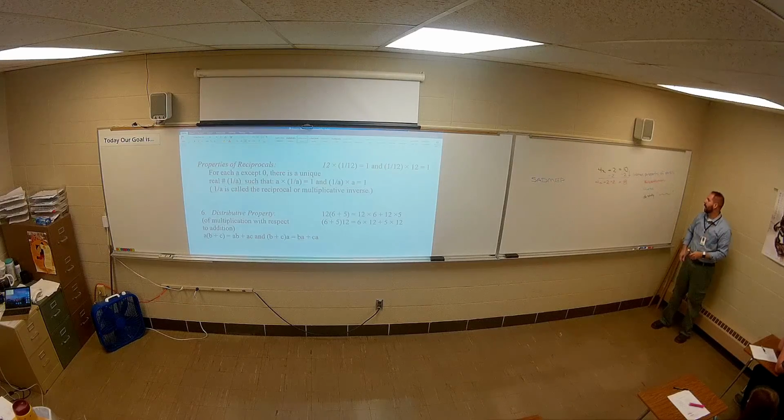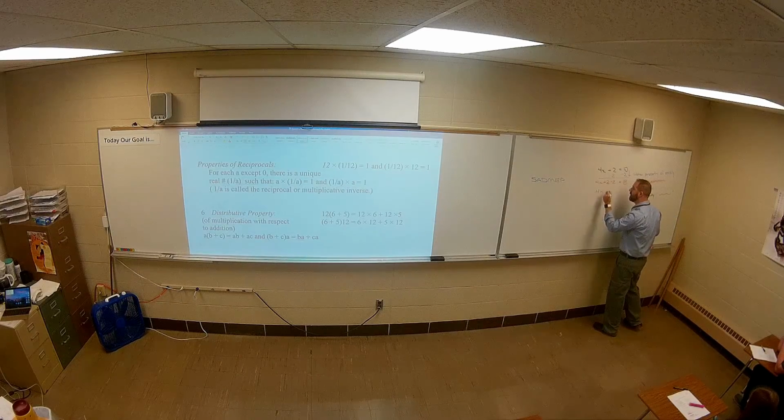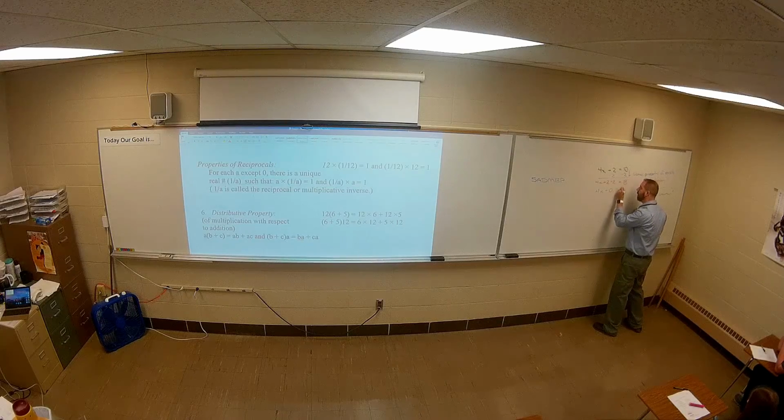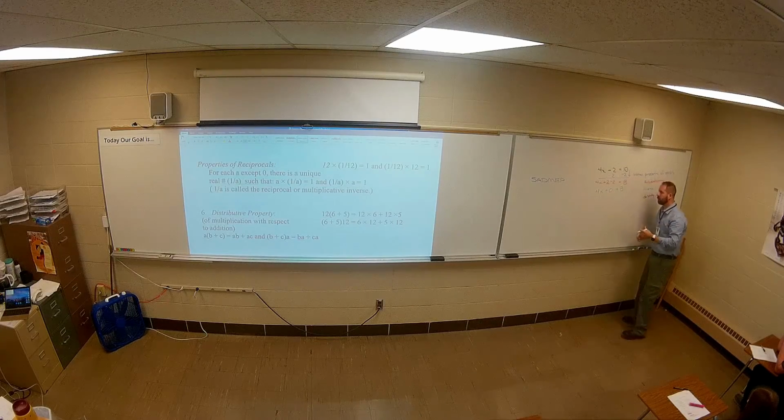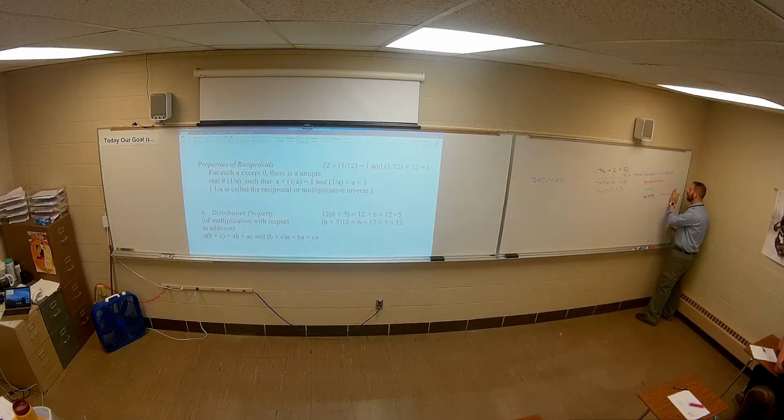All right, on the left side now, the 2 minus 2, what does that make? 0, right? So 2 minus 2 is 0. That's one of the inverse properties. Anytime you add or subtract numbers to make 0, or if you divide numbers to make 1, that's an inverse property. Now, the property we're doing here is the property of opposites.